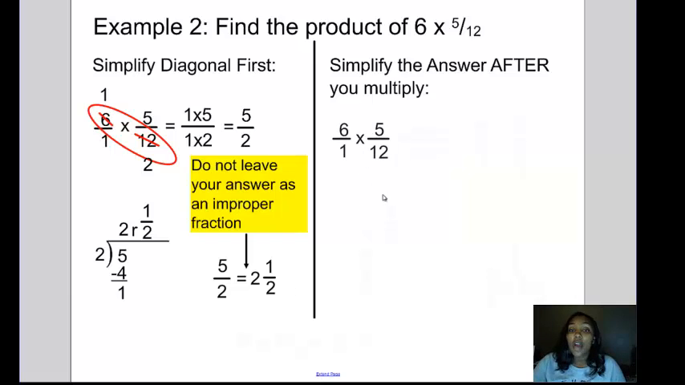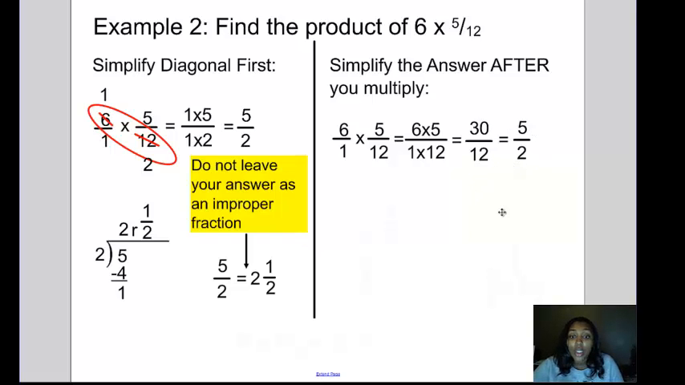So now the other option is that we can simplify the answer after we multiply. Again, we can be doing top times top over bottom times bottom without simplifying the diagonals. And that would give me 30 over 12. Well, 30 over 12 can be simplified. I can divide them both by 6. And again, it gives me 5 over 2 because 30 divided by 6 gives me 5, and then 12 divided by 6 gives me 2.